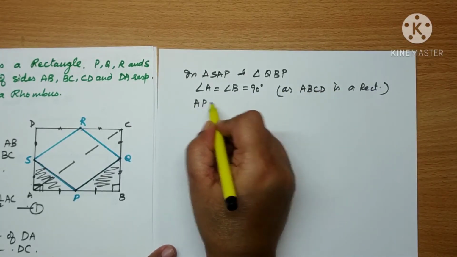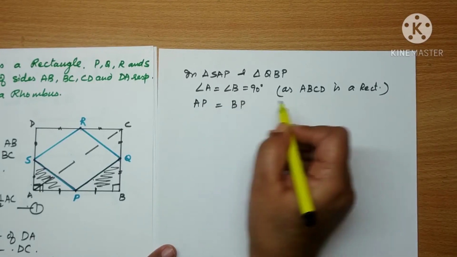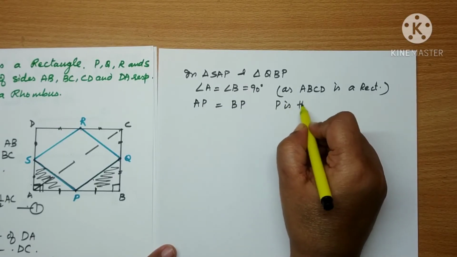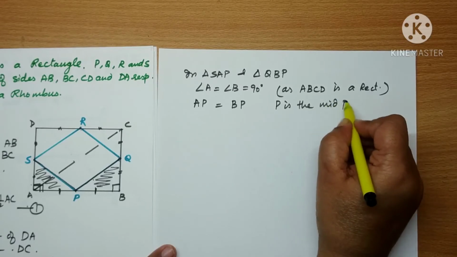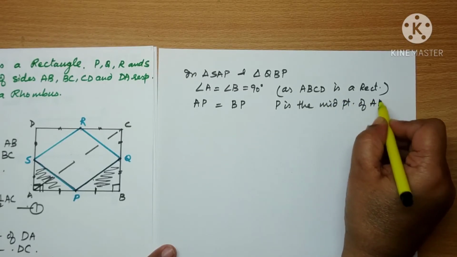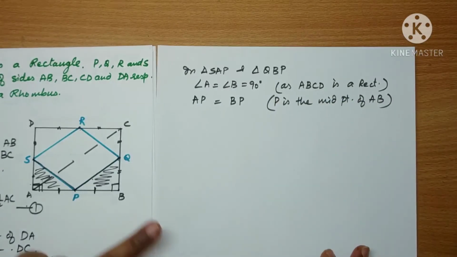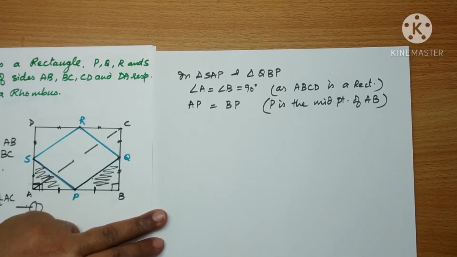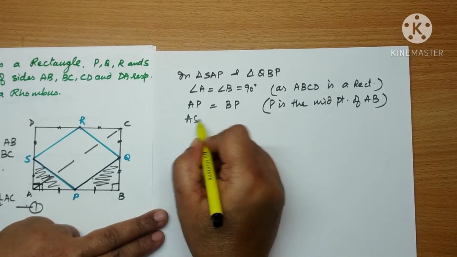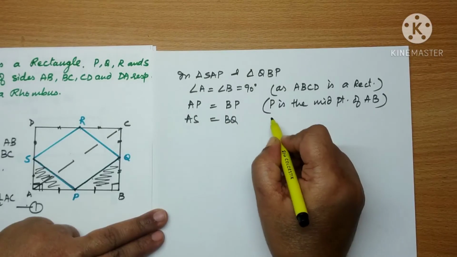Then AP is equal to BP. Why? P is the midpoint of AB. Therefore, AP equal to BP. Then the third part, we have already proved AS equal to BQ. You can write proved above.